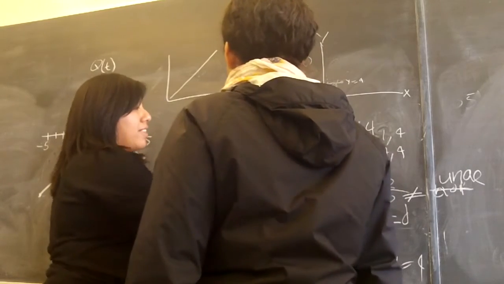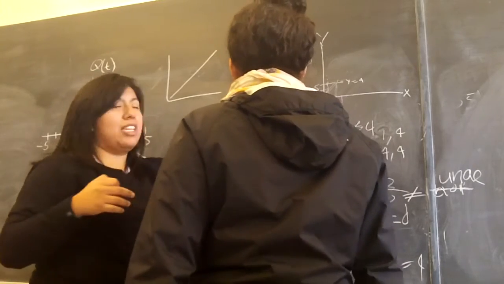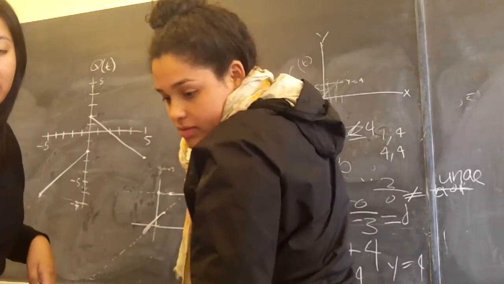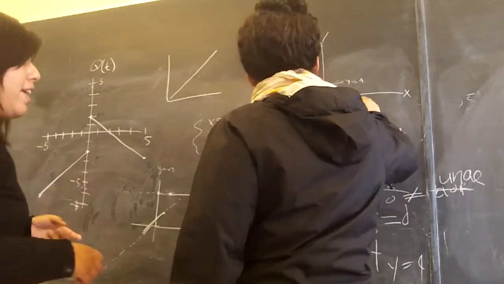Good. But the notation that you use, you need to follow it like it's here. So it's talking about the letter R. In this case, we want to talk about x.